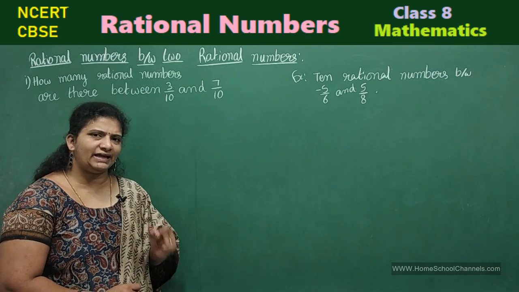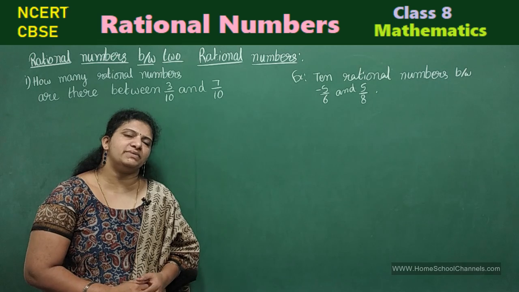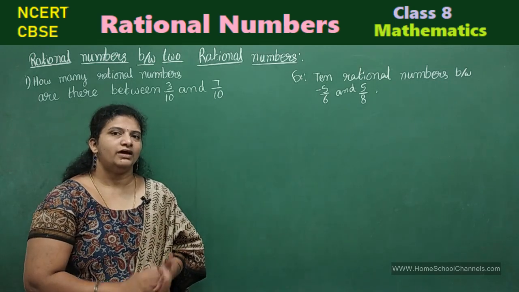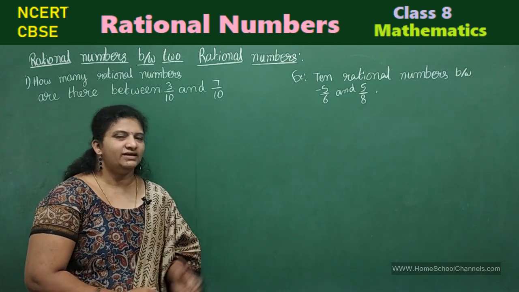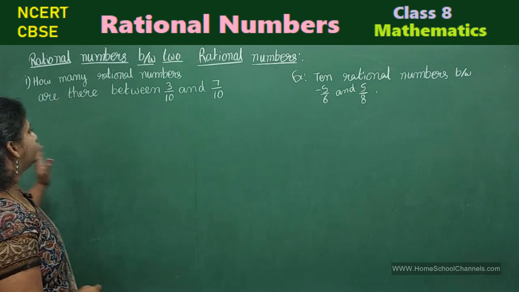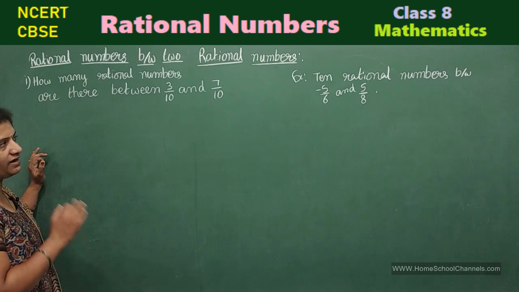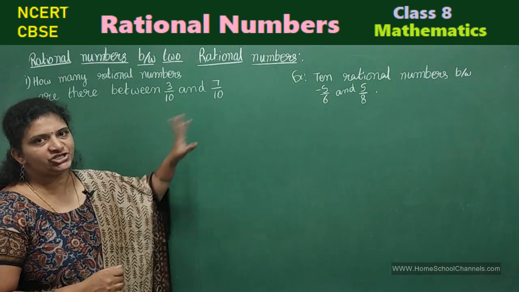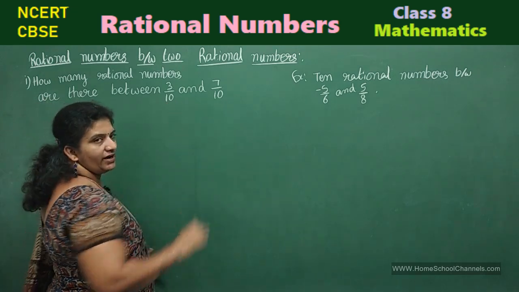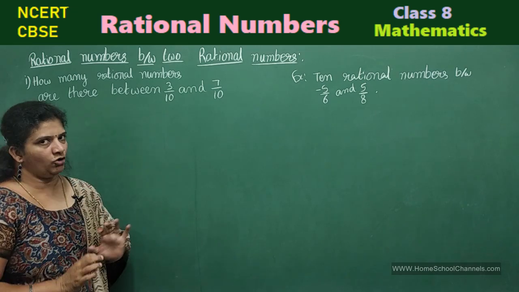Rational numbers between two rational numbers. How many rational numbers will be there in between any two rational numbers? Let us take an example and find this answer. Let me take the first example. How many rational numbers are there? These are two rational numbers. Here the denominator is the same, right? The first thing we need to observe is whether the denominator is the same or not.